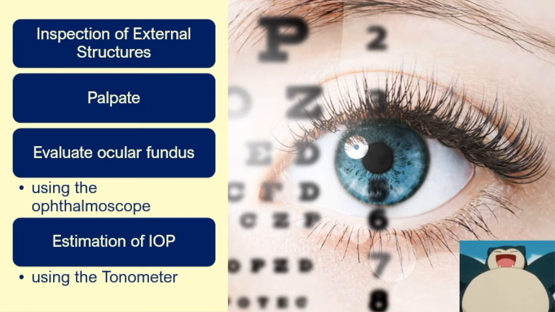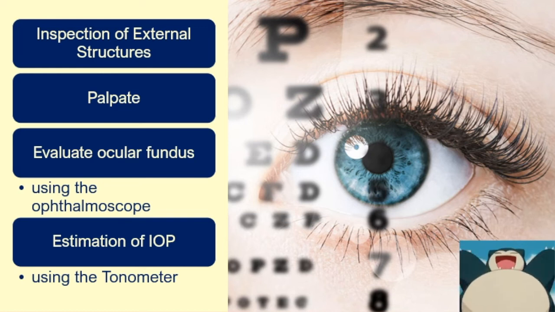So, when you are evaluating the ocular fundus, this could be done using your ophthalmoscope. And then, we also need to estimate the IOP, although in our setting, this is commonly done by the physician. So, take note, the device that is used to evaluate your IOP is what we refer to as your tonometer. Okay, IOP, by the way, is your intraocular pressure.